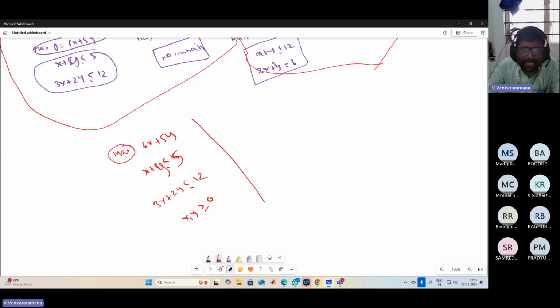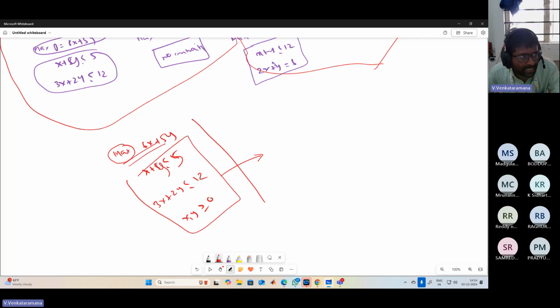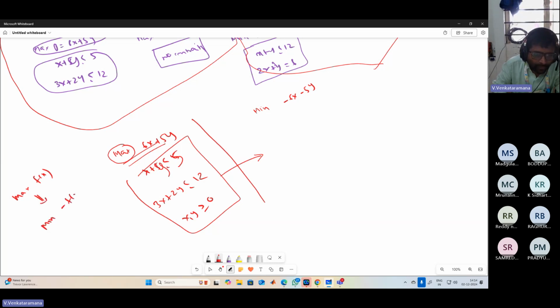Then how do we convert this maximization problem to a minimization problem? Keep everything as it is. Don't change anything, the constraints or boundaries. The only change is that instead of maximization, you convert into minimization simply by multiplying with the negative sign. So maximize 6x plus 5y is the same as minimize minus 6x minus 5y. That means maximizing f of x is the same as minimizing minus f of x.